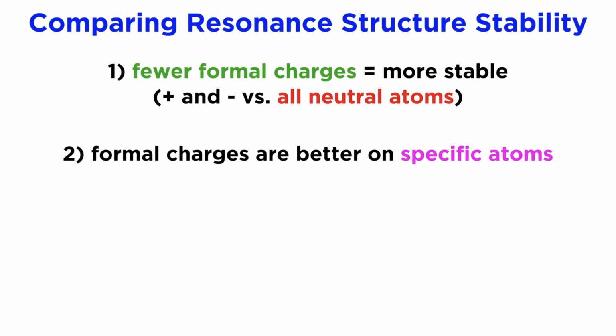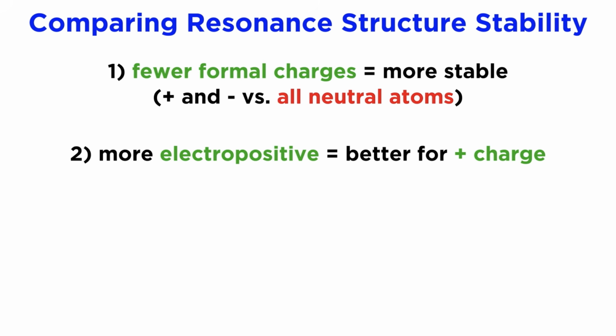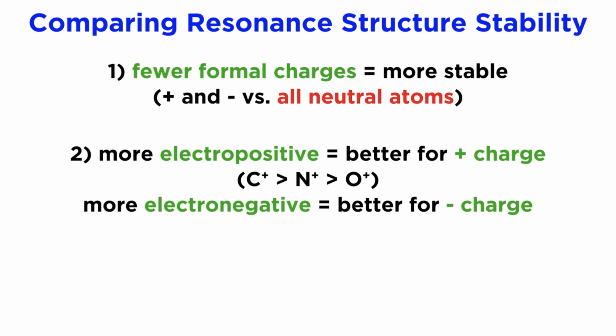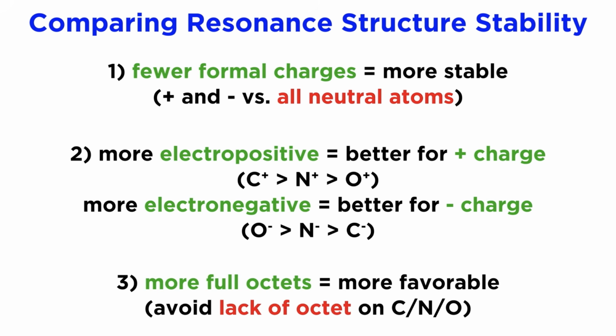Next, if formal charges must be present, we want to look at which elements possess them. More electropositive elements are better at accommodating formal positive charges, so carbon is better than nitrogen, which is better than oxygen. More electronegative elements are better at accommodating formal negative charges, so oxygen is better than nitrogen, which is better than carbon. If 2 structures use atoms of different elements to bear a formal charge, we can use this guideline to compare them and assess which is more stable. And finally, resonance structures that maximize the number of atoms with a full octet will be favored, and will be more highly contributing due to their stability.